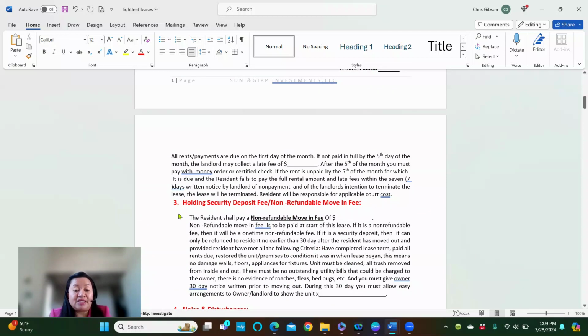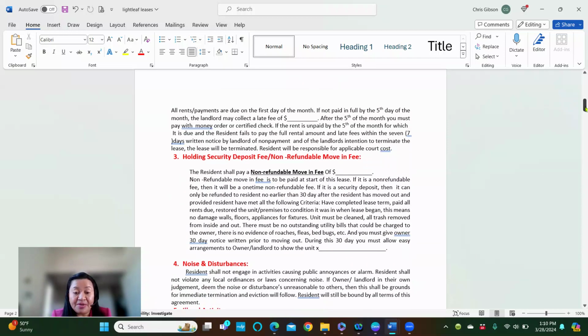Number three is the holding security deposit fee or non-refundable move-in fee. We require a non-refundable move-in fee. Once again, it's part of our screening: if they are okay with the non-refundable move-in fee. If they don't agree, they are not the right tenant for our property. For example, if the tenant signs the lease, I highlighted here the non-refundable move-in fee in the amount of blah blah blah, and they must sign it.